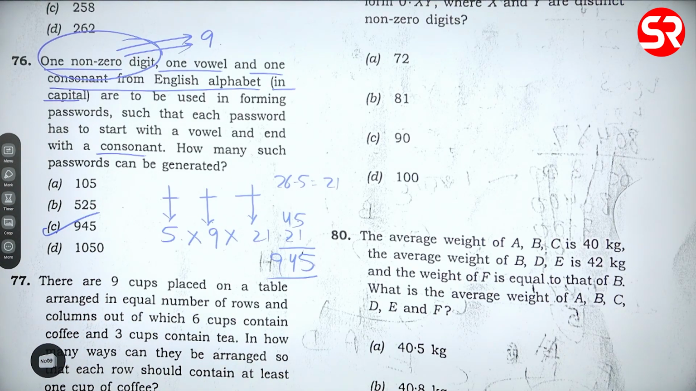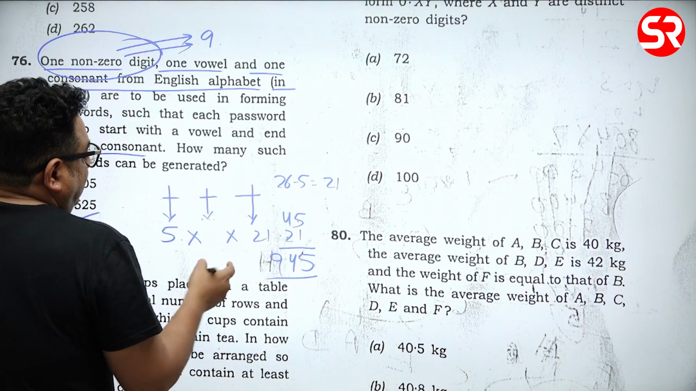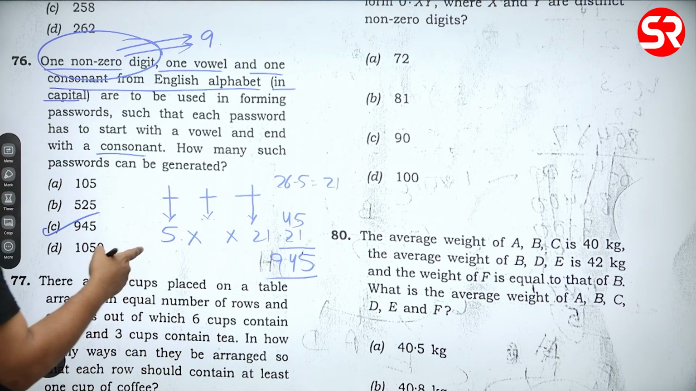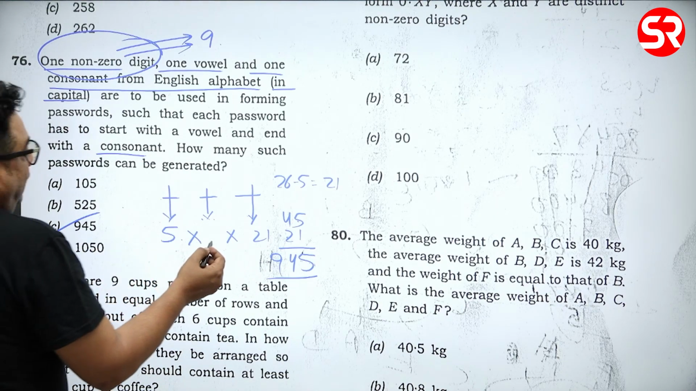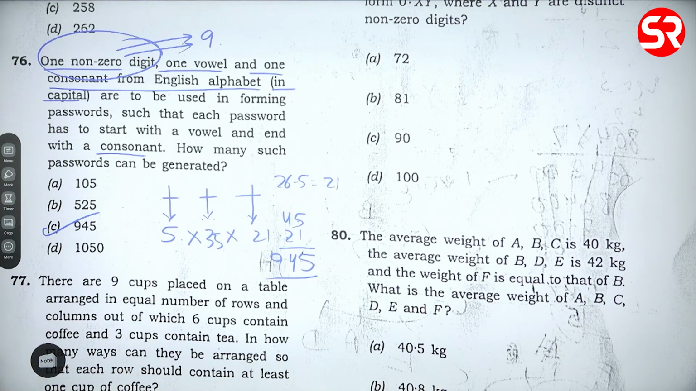Done. Now they should have mentioned actually that the middle term is a non-zero digit. But if they have not mentioned it, and you say, sir, it is not mentioned, then in that case the middle term would actually be 21 plus 5 is 26 plus 9 comes out to be 35. But in that case there is no such option. See, 21 into 5 comes out to be 105 into 35, which is a huge number.